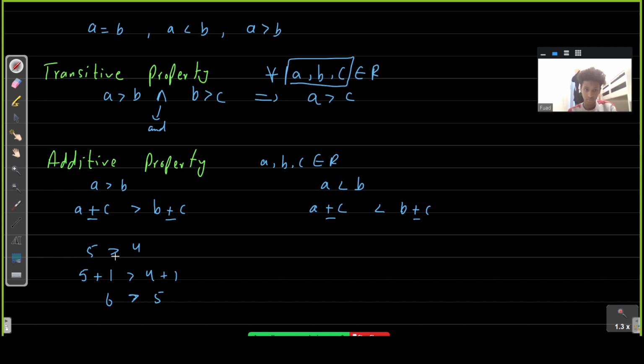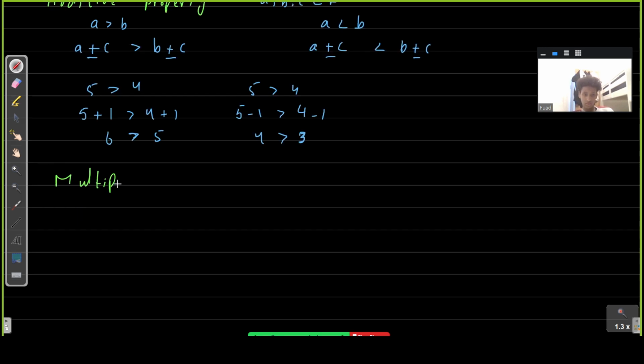If I subtract, it will also remain the same. For instance, 5 is greater than 4. I'm going to subtract 1 from both sides. So 4 is greater than 3. It is also the same. In the same way, we can do this with lesser numbers. If I read this the opposite way, 4 is less than 5, and we subtract or add 1 on both sides, the inequality will remain the same.